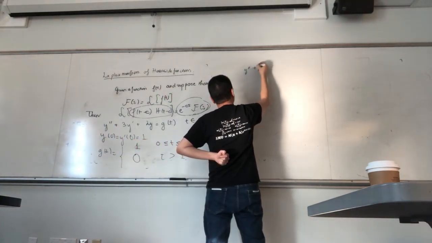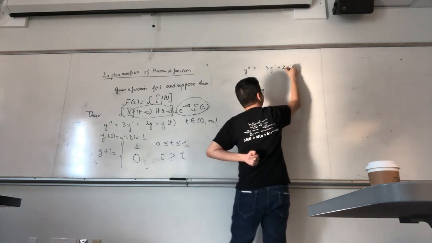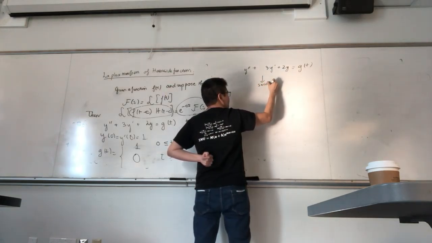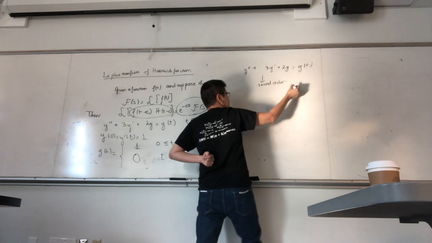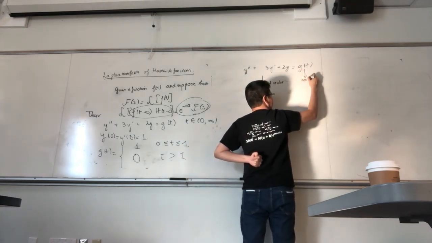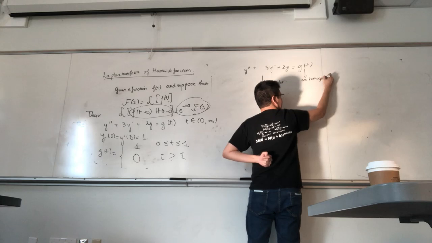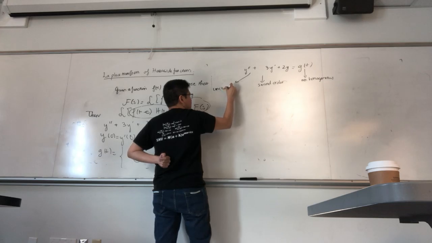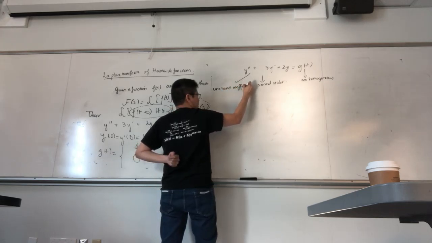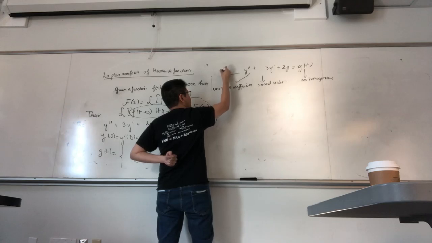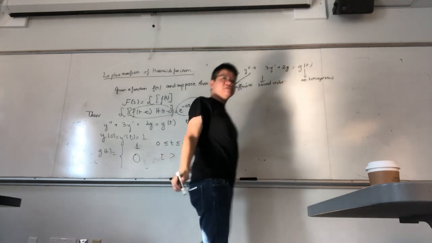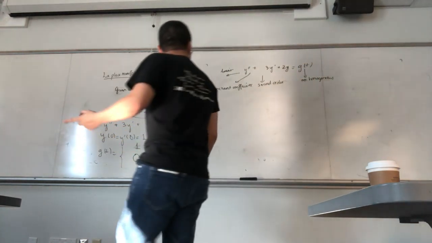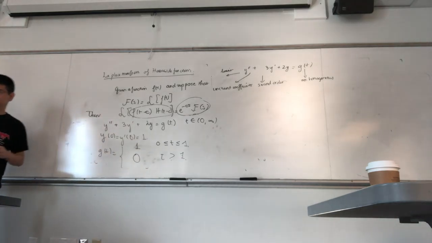All right, so of course, this is a second order differential equation, non-homogeneous, right? So this is y double prime plus 3y prime plus 2y, it's g(t). This is second order, right? This is non-homogeneous. It is constant coefficients, and this is linear. So this is a second order differential equation, constant coefficient, non-homogeneous, and linear.